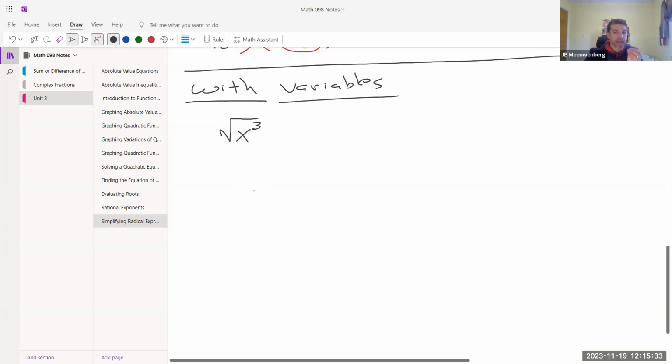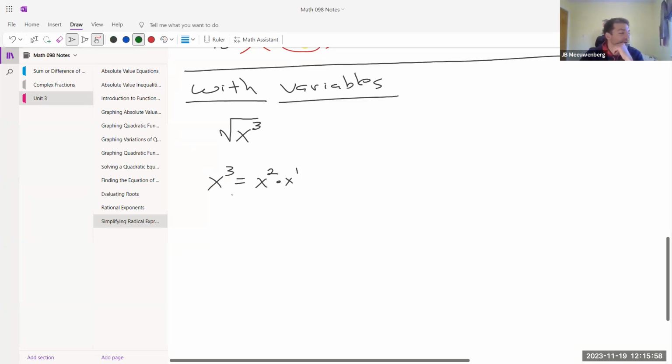Okay. Now, if we apply the same reasoning that we did a minute ago, this is our base on the inside. So what are the different ways that you could multiply two things to get x to the third? You really only have one option, x to the second times x to the first, right? That's like the only option, okay?